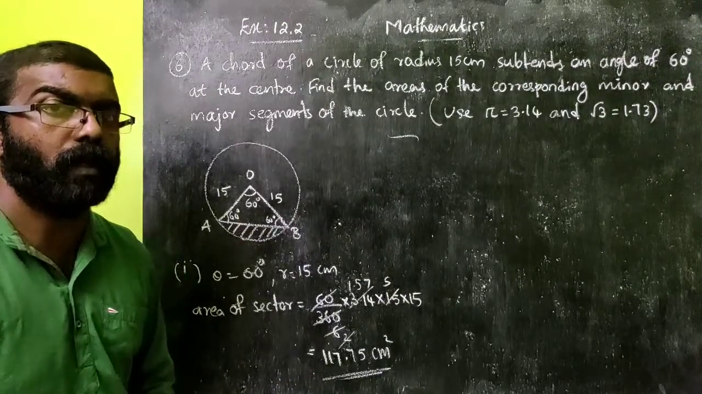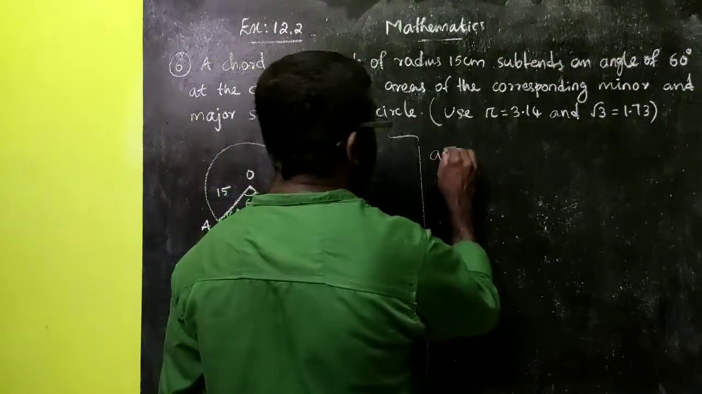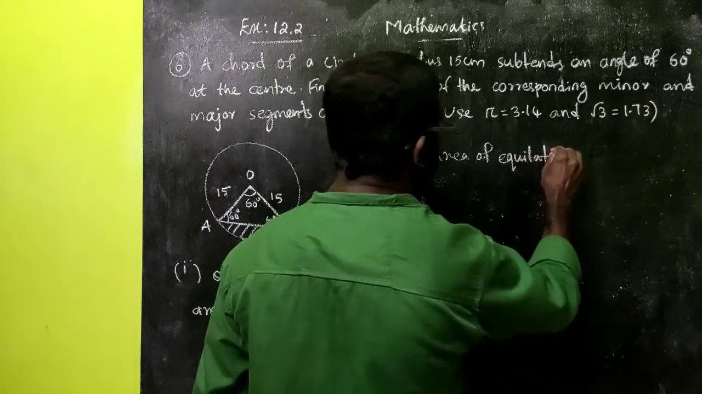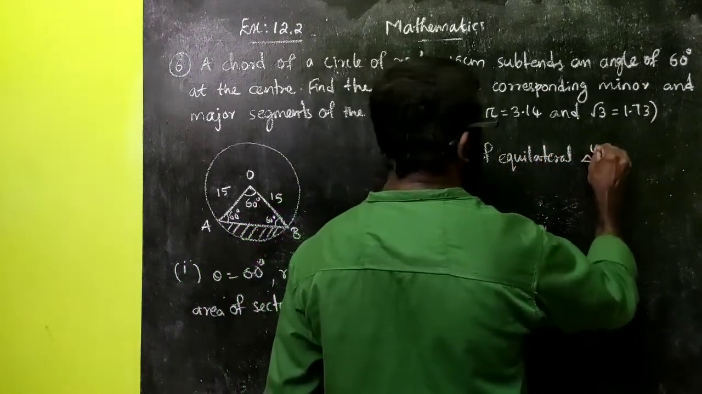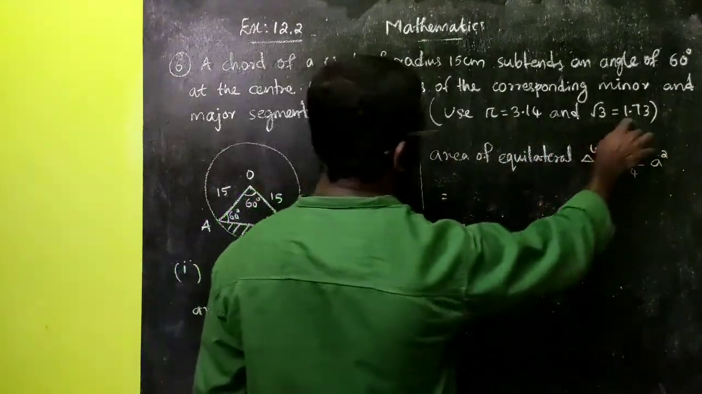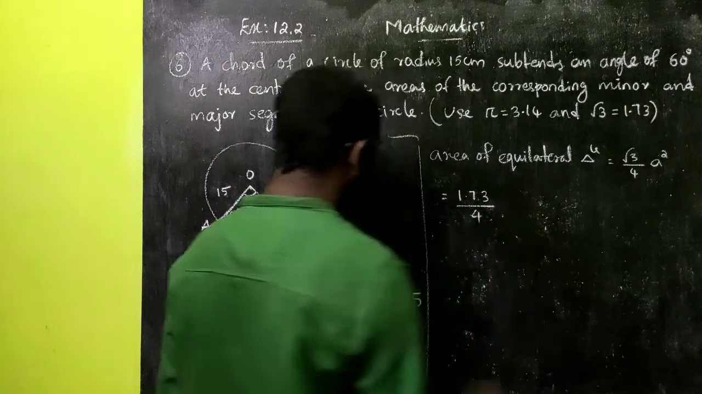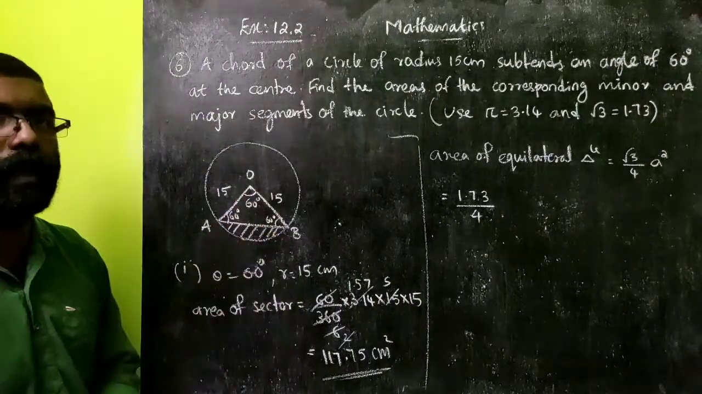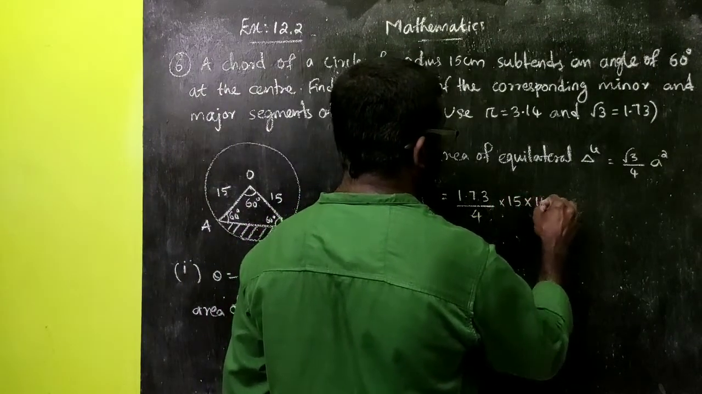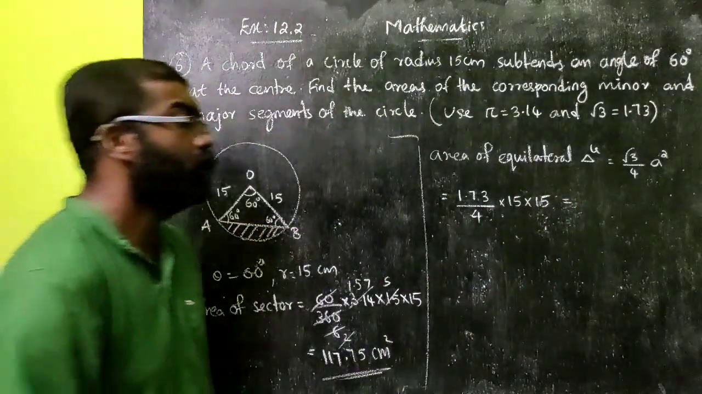So the area of sector is equal to 117.75 centimeter square. Okay. Now we can find area of equilateral triangle. Area of equilateral triangle is equal to root 3 by 4 a square. So here root 3 value is given as 1.73. So 1.73 divided by 4 a square. A means side of the triangle, it is 15. So 15 into 15, which is 225.